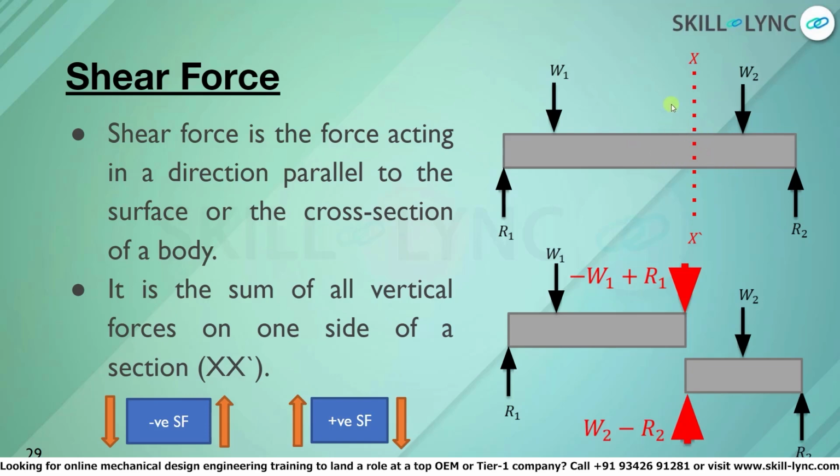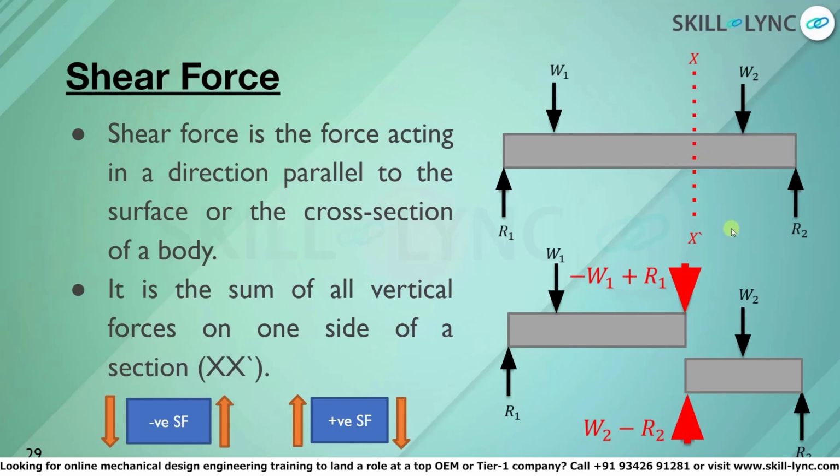Shear force is the force acting in a direction parallel to the cross section of the beam. Thus, shear force will act either downwards or upwards across the cross section of the beam. Shear force is the sum of all vertical forces on one side of a section. Let us assume that we have a section x dash across the beam. Shear force is the sum of all vertical forces on either side of this section.